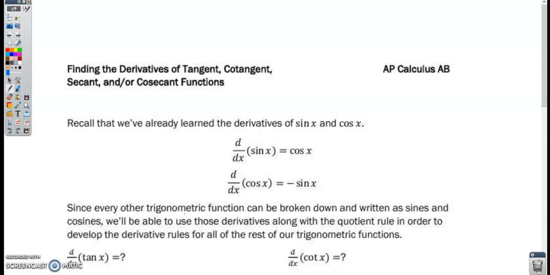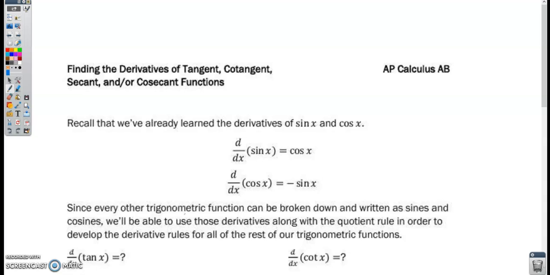Remember, a few sections back we learned the rules for the derivatives of sine and cosine. The derivative of sine is cosine of x, and the derivative of cosine is the opposite of the sine of x. And we're going to use these and the quotient rule, which we just found in the last section, in order to develop all the other derivative rules for the other trig functions. Okay, so unlike the way we've been developing most of our derivative rules, we will not be using the limit definition of the derivative in order to come up with these rules.